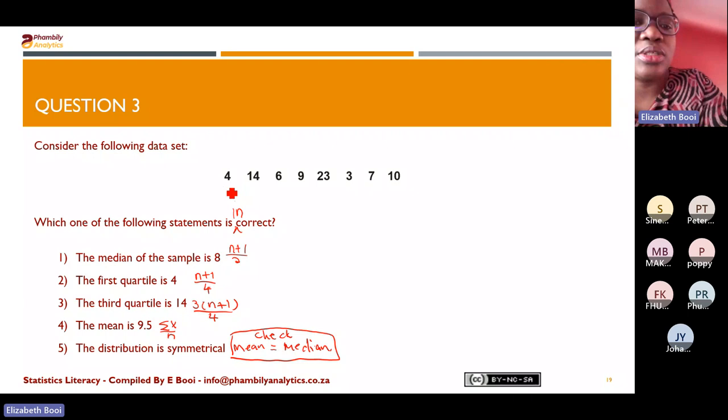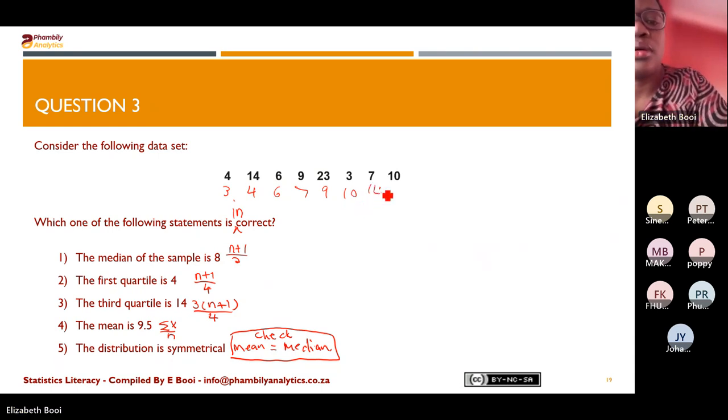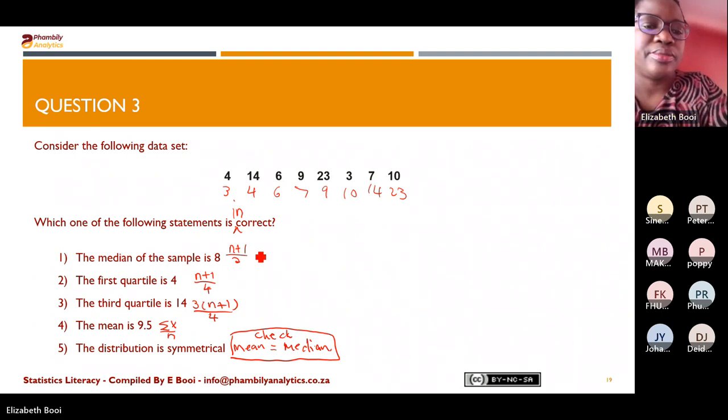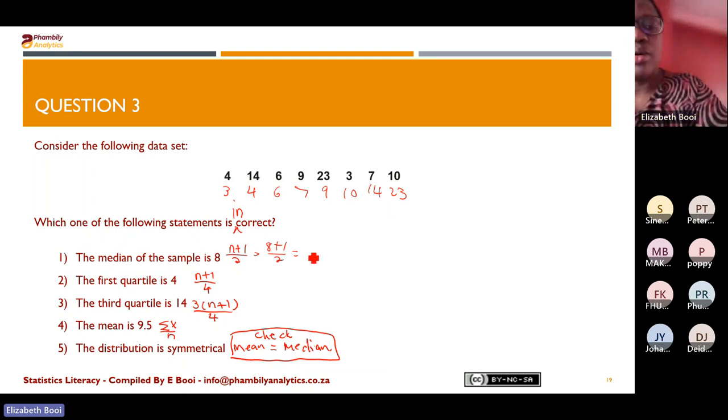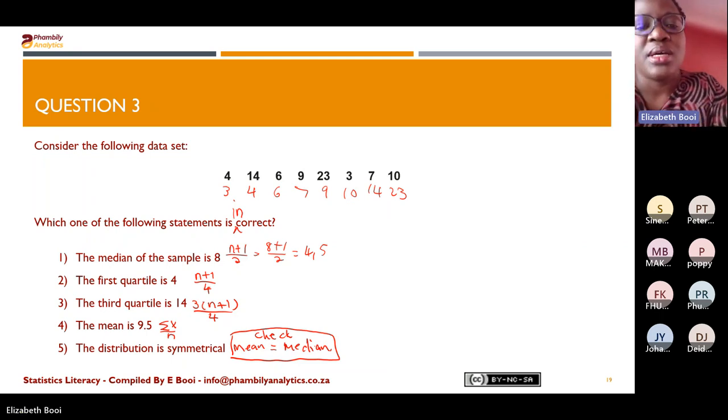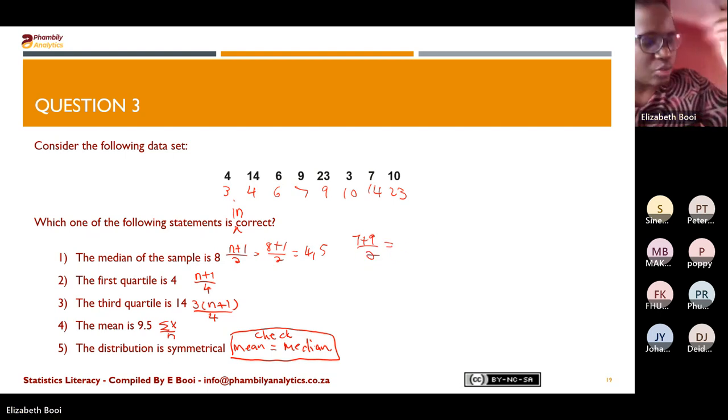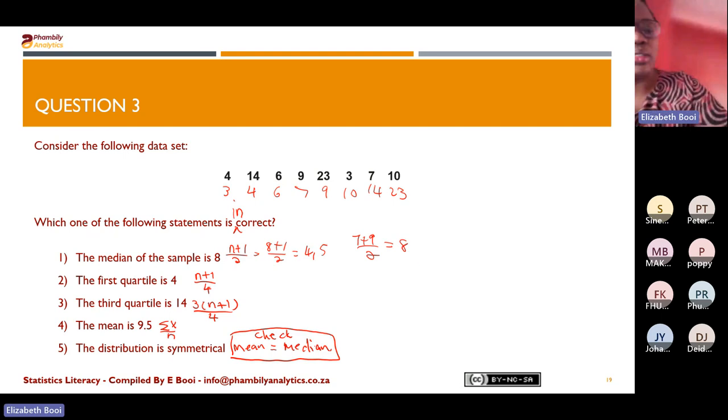We sort the data, so this will be 3, 4, 6, 7, 9, 10, 14, 23, right? So the median is on position 8 plus 1 divided by 2, which is position 4.5. Just double check your data. So position 4.5, 1, 2, 3, 4.5, it's between 7 and 9 divided by 2, which then gives us 8. Did you get that correct?